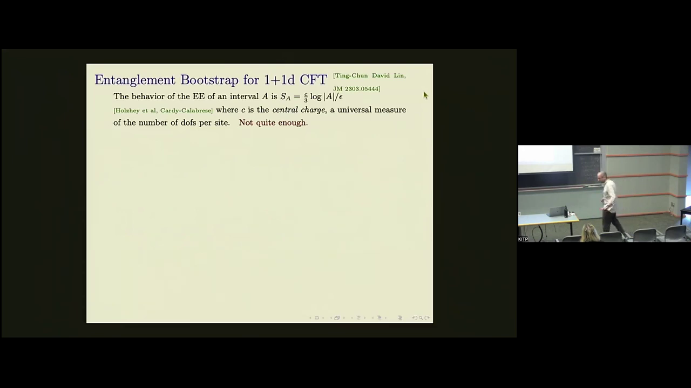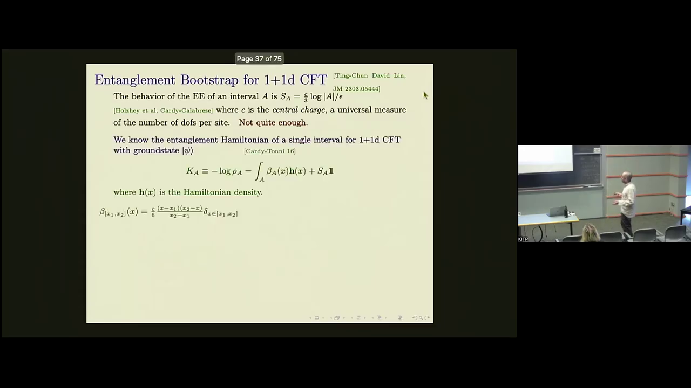There isn't a condition just on the entropies that does what we want. But we actually know the whole entanglement Hamiltonian for the ground state of a CFT on an interval. And it takes this very simple form, which involves the actual Hamiltonian density of the CFT and some function associated with the region, which is just locally quadratic. So it's only non-zero in the region, and it vanishes linearly with slope 1 at the boundary.